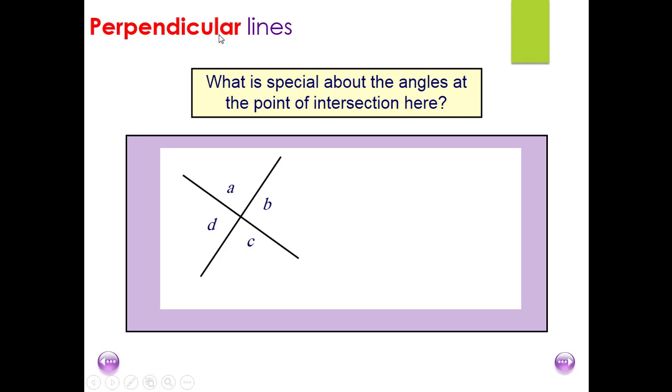So perpendicular lines, or we can say normal lines. What is the special thing about the angles at the point of intersection here?